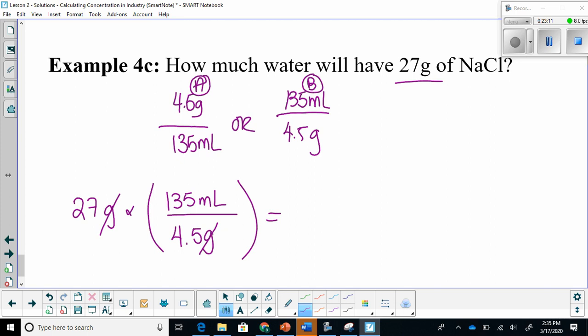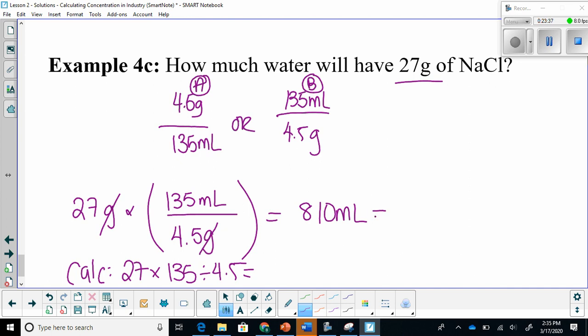Again, in your calculator, you are going 27 times 135 divided by 4.5. You're going to plug that in and then round it to the appropriate sigdigs. That gives me 810 milliliters, okay? If we were going to sigdigs, this would be 8.1 times 10 to the 2 milliliters.